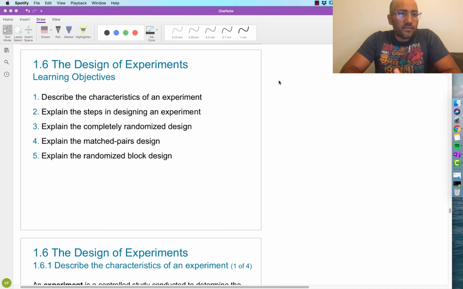Okay, Chapter 1, Section 6, the design of experiments. In this section we're going to cover the characteristics of experiments. We're going to explain the steps in designing an experiment. We're going to explain completely randomized designs, matched pair designs, and randomized block designs.